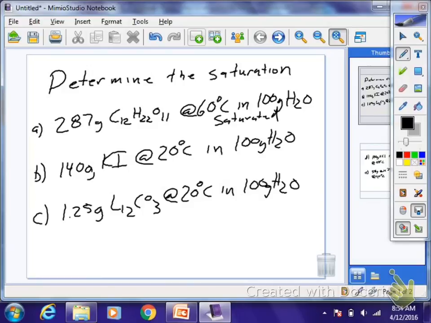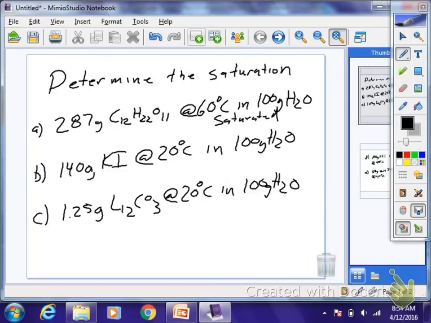Okay? See? So page 410, we find KI at 20. Saturated, unsaturated, or supersaturated? Unsaturated. Okay, what's the saturation level for this one? 144. So the table at 20 degrees Celsius says 144. So how many more grams can it hold? 4 more grams. Then it becomes saturated. If this said 150, then it would be supersaturated.